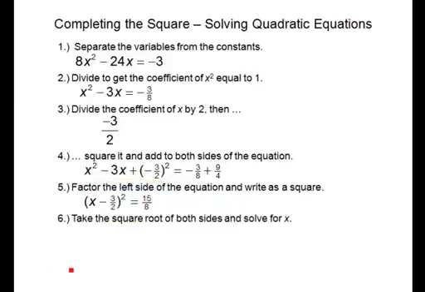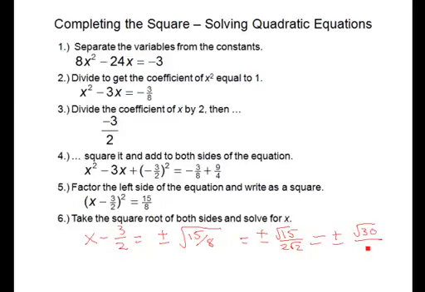Okay, then the last thing I have to do is take the square root of both sides of the equation, which gives me x minus 3/2 is equal to plus or minus the square root of 15/8, which simplifies to this plus or minus the square root of 15 over 2 times the square root of 2. And if I'm going to rationalize my denominator, this is going to be plus or minus the square root of 30 all over 4.